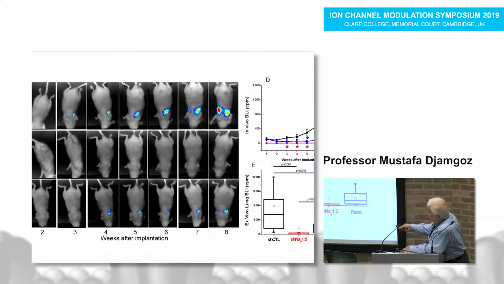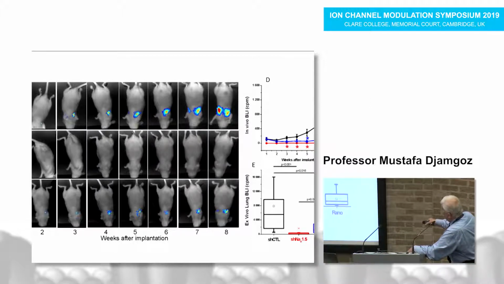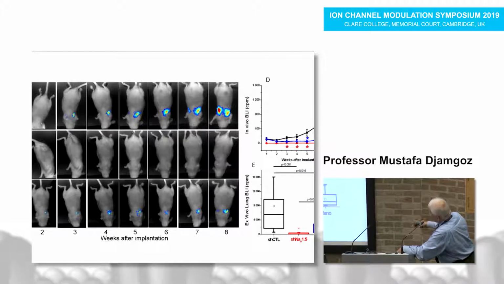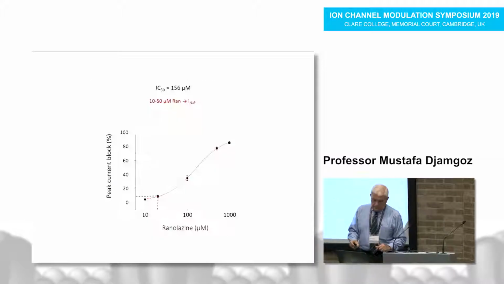And at the bottom you see the same, in a similar experiment, this time animals given systemically ranolazine, this anti-angina drug. And there we are, we can look at the average data. The short hairpin completely collapses the metastases, ranolazine, not quite, but still highly significant reduction.